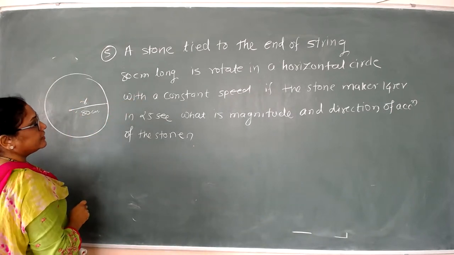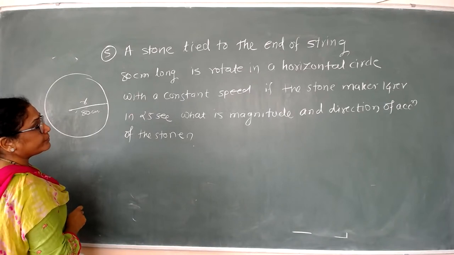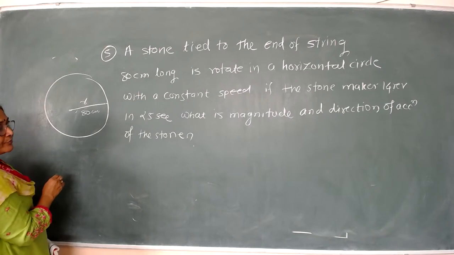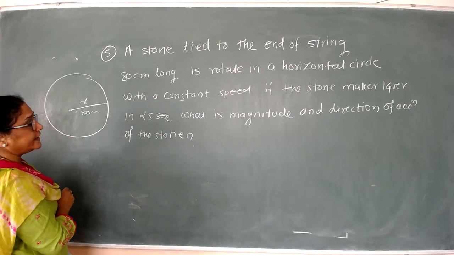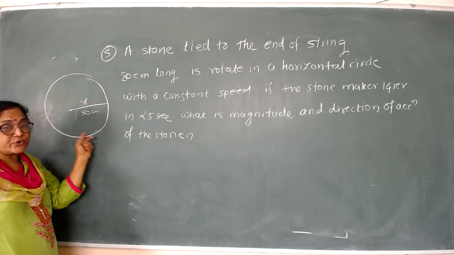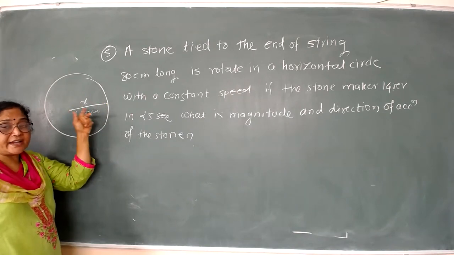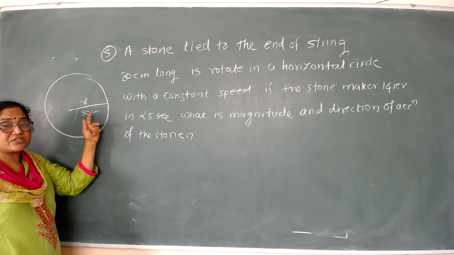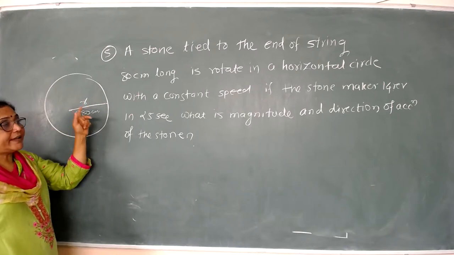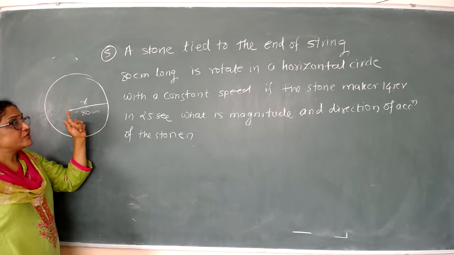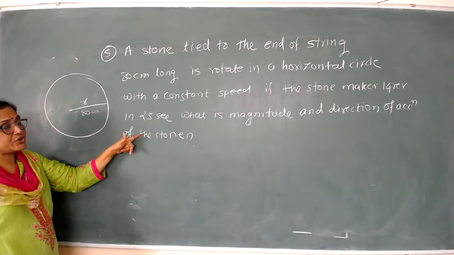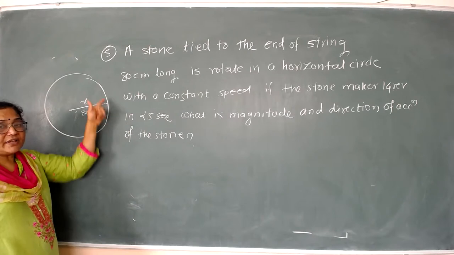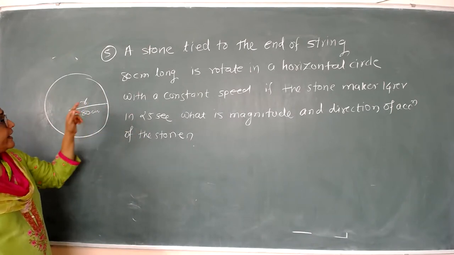It rotates in a horizontal circle with a constant speed, meaning v is constant. If the stone makes 14 revolutions in 25 seconds, meaning frequency is given, the number of rotations per second, that is the frequency is equal to 14 divided by 25. What is the magnitude and direction of the acceleration? We know that when the stone is rotated in a circular path, the acceleration is always directed towards the center, and that acceleration is known as centripetal acceleration. So in the circular path, the direction of the acceleration is always towards the center.